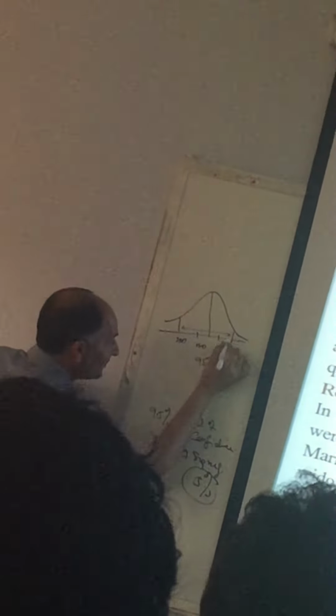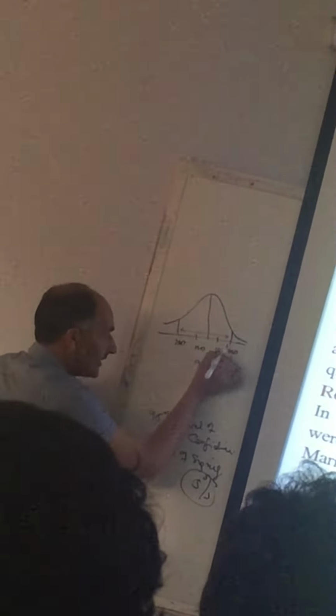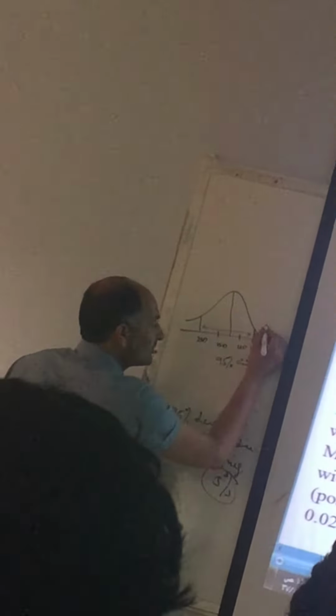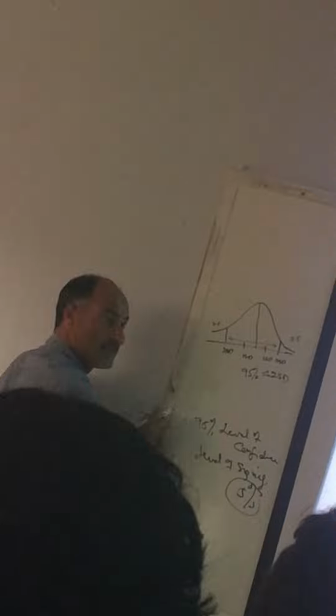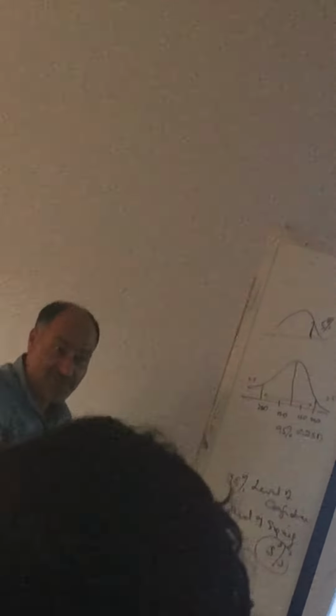Now, 95 is here. How much is here? 2.5, because it's two-tailed. On this side it will be 2.5, here it will be 2.5. If it's only one side, one tail, then it will be 5% here. But I am putting it on both tails, so it's 2.5% here, 2.5% here. So the error to get a value outside this is only 5%. So the chance to get a value outside this is almost 5%.